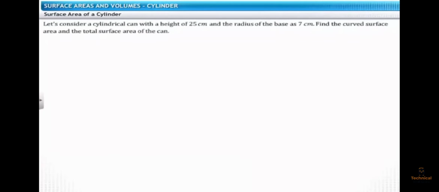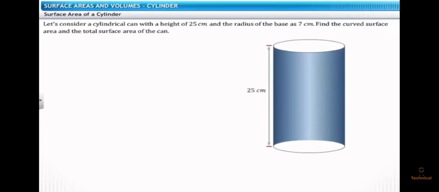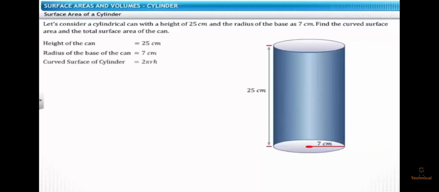Before moving on, let's take a moment to solve a simple problem. Consider a cylinder can with a height of 25 cm and the radius of the base as 7 cm. You need to find the curved surface area and the total surface area of the can. As the height of the can and its radius are given, you can directly substitute these values in the formulae for CSA and TSA. Upon substituting and solving as shown on the screen, you get the area of the curved surface as 1100 square centimeters.